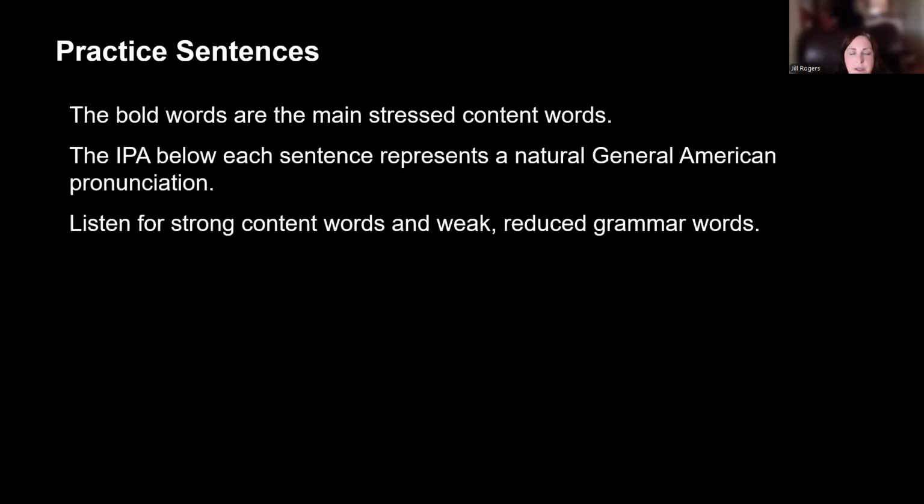I'm from California. A lot of people say that I really make my words short versus, like, a New Yorker who can make their words and vowels longer. I don't know. Anyway, listen for strong content words and weak and reduced grammar words.